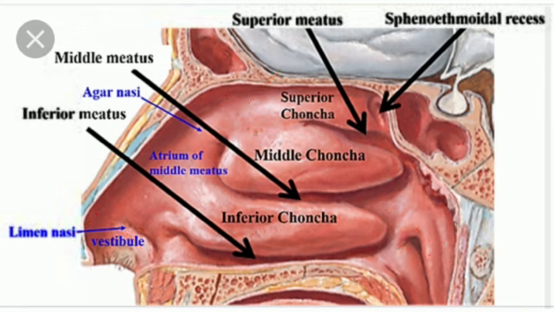Now here is a term called the vestibule. The nasal vestibule is the area of the nasal cavity lying just inside the nostril. That is, right at the beginning where the nostril is present, where there is a fold of skin, we have the vestibule. This one is the vestibular area.